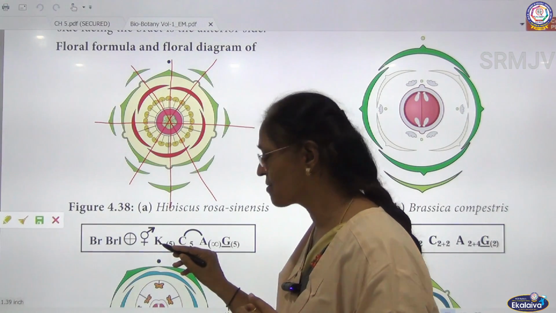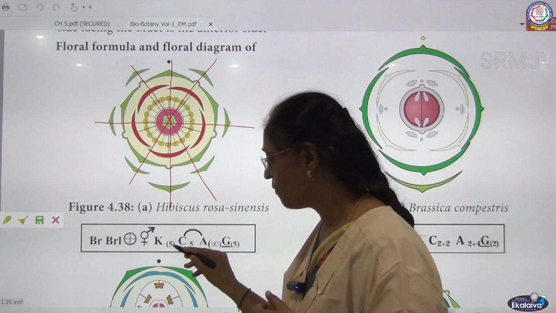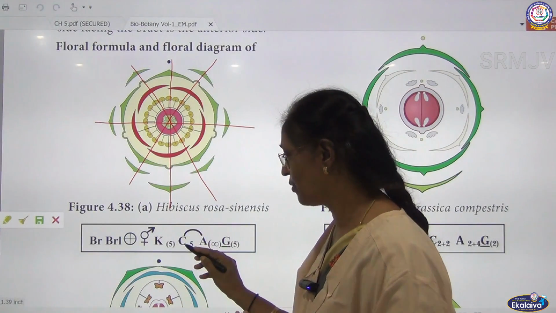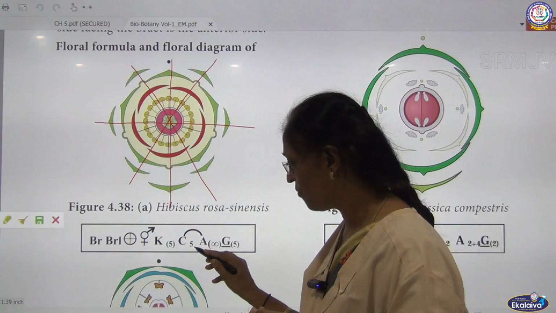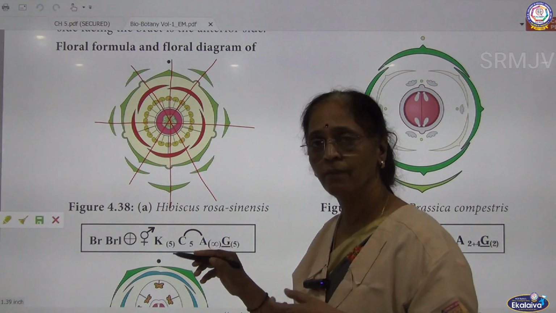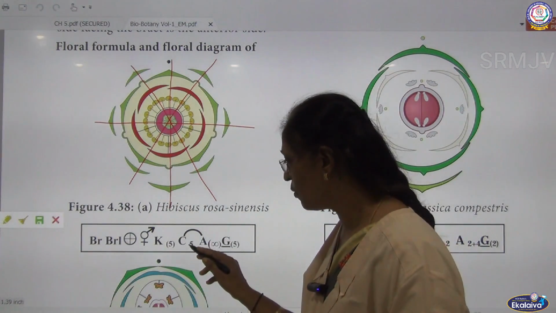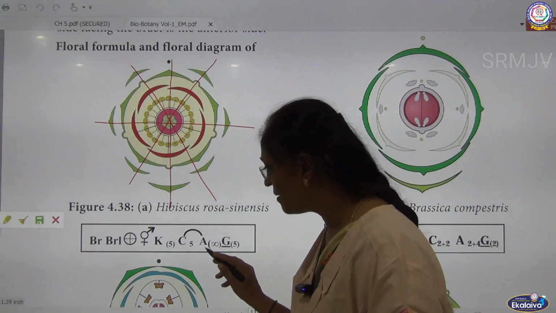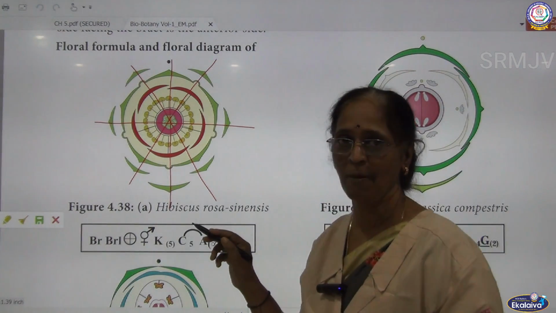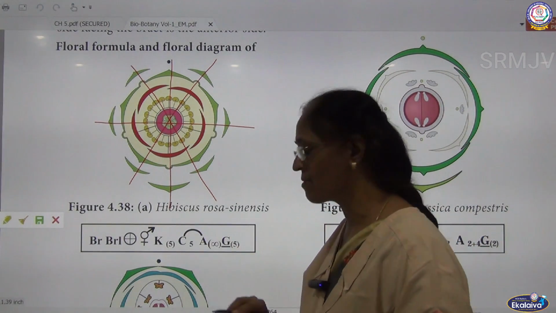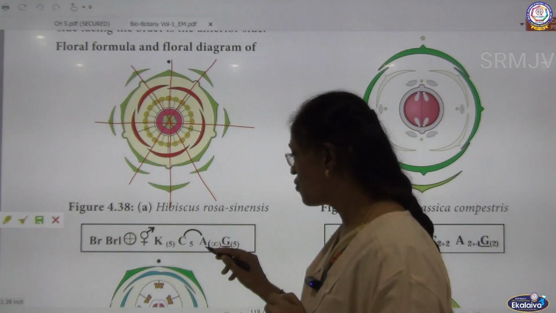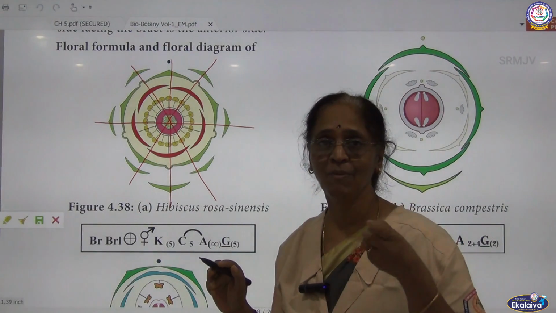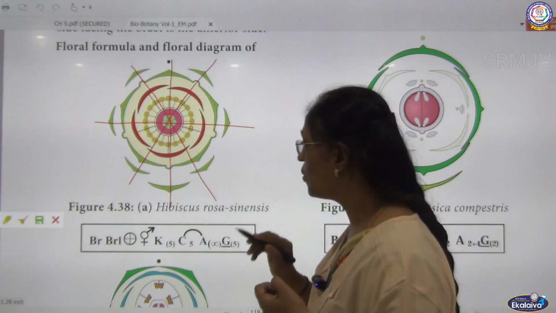And this is calyx, we represent with K, and what is the number here? 5, and we said if we put them inside the bracket, it is fused condition. Here corolla, how many are there? 5 are there, and this 5 is free, so we don't put any bracket. And A is what? We said that if the anthers are attached to the corolla, we call it epipetalous stamens. So you will find an arrow mark above joining A and C. And what is the number here? It is infinite number, and if all the stamens are fused, you call it monadelphous stamens.